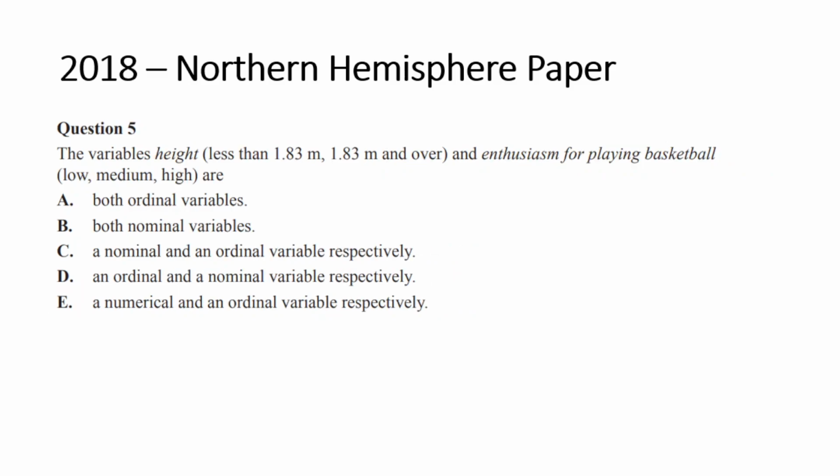Okay, let's look at a slightly different one. The variables height, less than 1.83 meters or 1.83 meters and over, and enthusiasm for playing basketball, low, medium, and high, are what? Well, if we start with height, we've got less than 1.83 meters or 1.83 meters and over, and they're very clearly categories. So we've got a categorical variable.